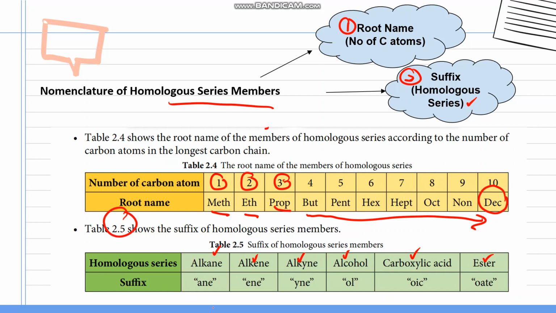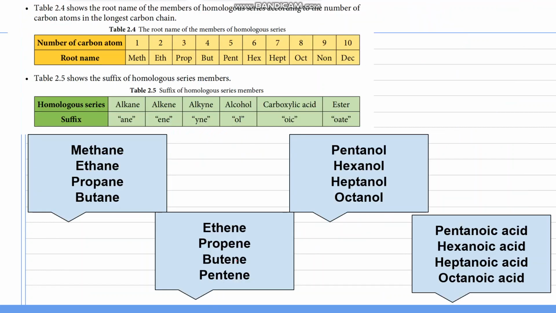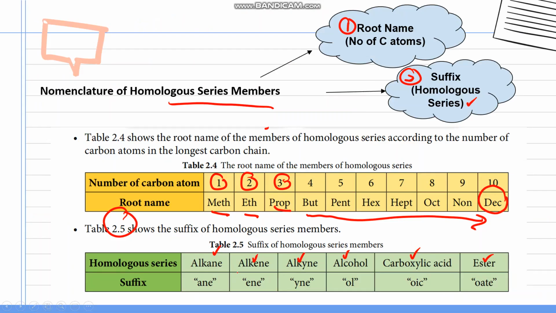Next, Table 2.5 shows the suffix of each homologous series member, where we have 6 homologous series. For alkane, the suffix is ANE, and for alkene it is ENE. For example, in methane, the suffix ANE indicates that the homologous series is alkane, and METH indicates there is only 1 carbon atom.